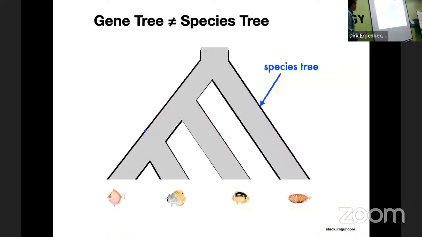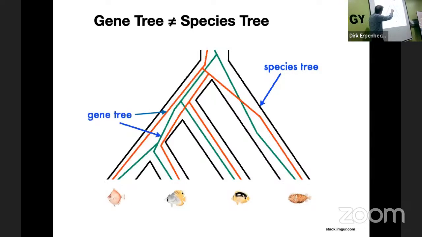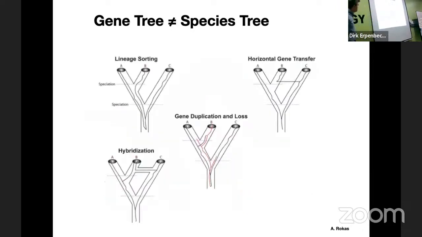But the bigger problem is that the evolution of the genes themselves might not all the time match that of the species. Here is the species tree in black, the gene tree for gene number one in red, and another gene, gene number two. They might have evolved strangely, somehow differently than the species. Why is that? There are a bunch of reasons that I'd like to talk about.